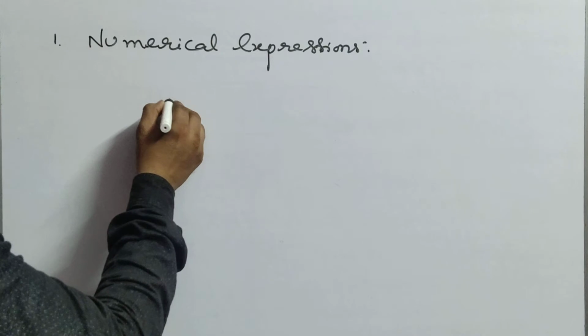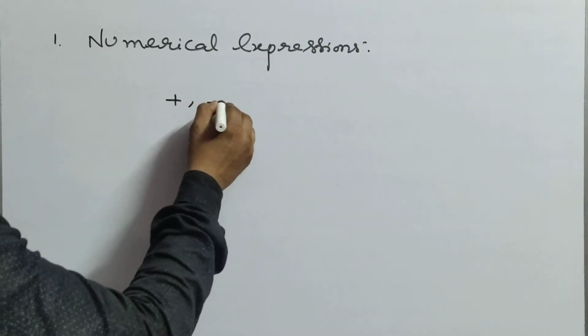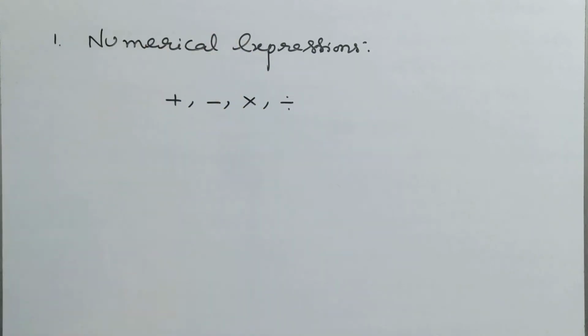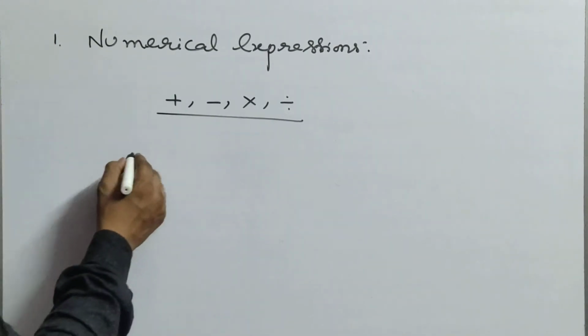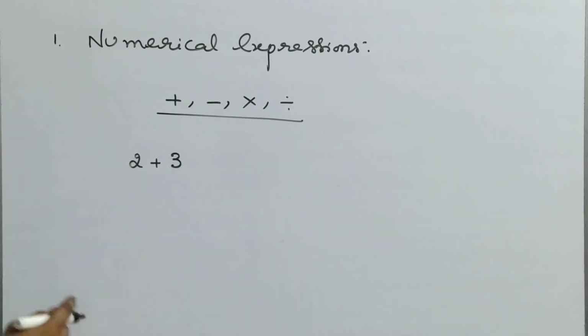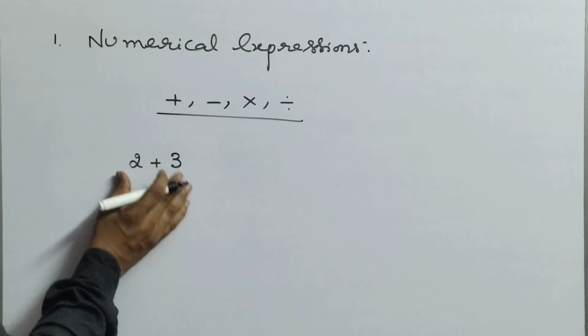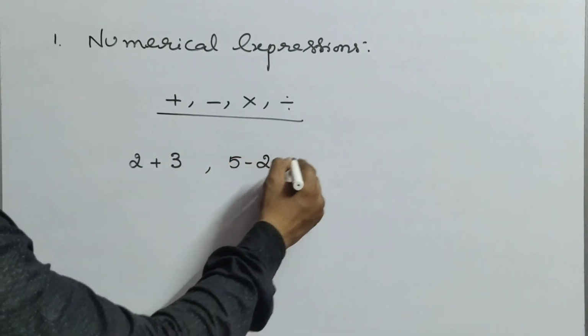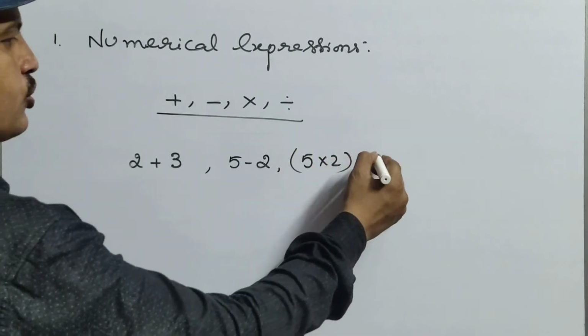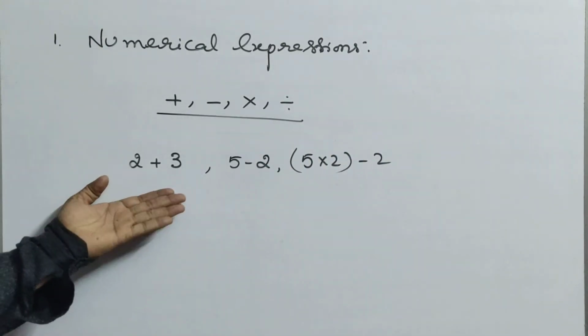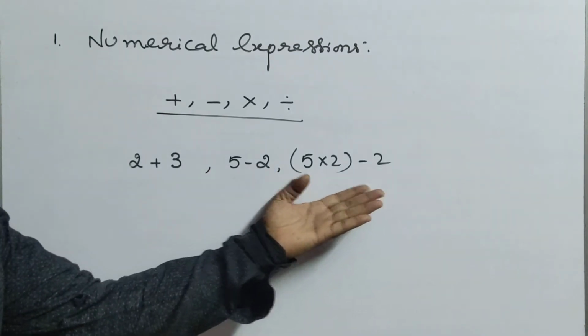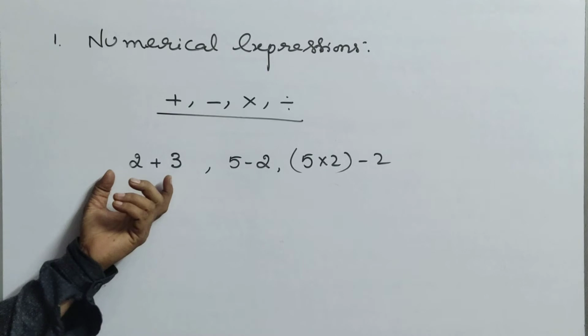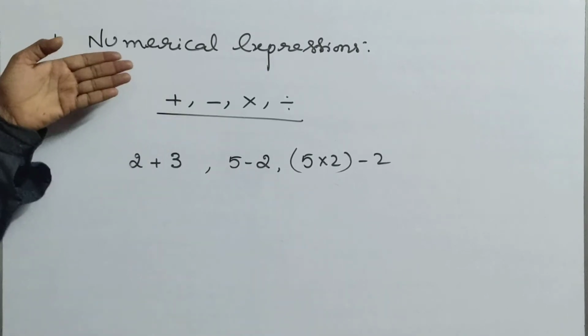Here, numerical expressions means what? You have seen addition, subtraction, multiplication and division. These are the four operations which are very helpful for solving any problem. Now the combination, suppose an expression of the form 2 plus 3, 5 minus 2 or 5 into 2 minus 2, like this. If you see any expression in this way, those all come under numerical expressions.